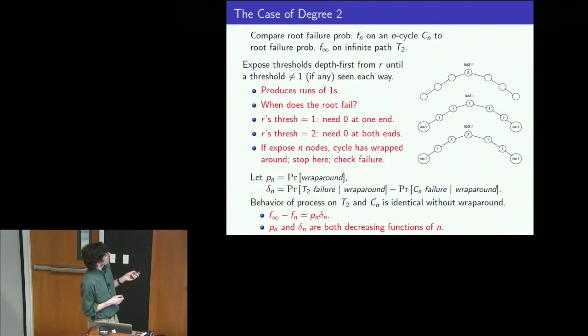We're going to compare the root failure probability f sub n on the n cycle to the root failure probability f sub infinity on the infinite path, t2. Now, we're agnostic on whether fn actually is smaller or bigger than f infinity, because that's going to depend on mu. Sometimes cycles are better. Sometimes the infinite path's better.